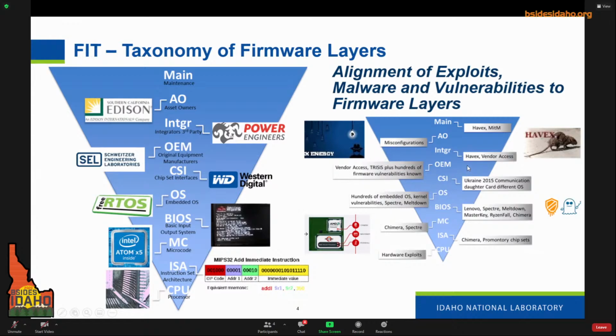Trisis was original equipment manufacturer targeted malware. It affected some very large refinery in the Middle East, and we'll look more into the Trisis code here in a little bit.